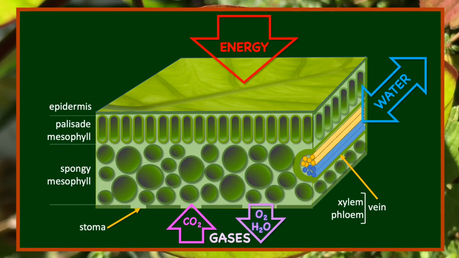In a leaf, chloroplasts near the upper surface capture energy from the sun. The lower leaf surface contains pores called stoma that allow gases to flow in and out, and veins bring water from the roots to the leaves.